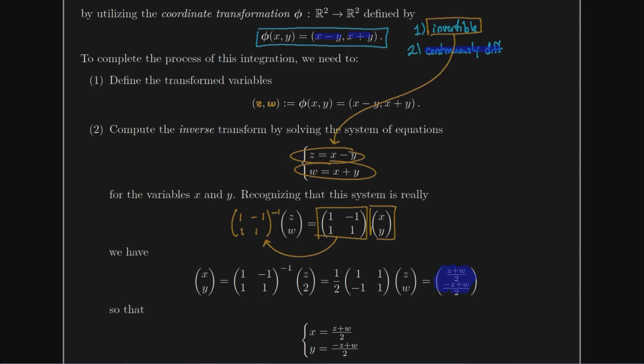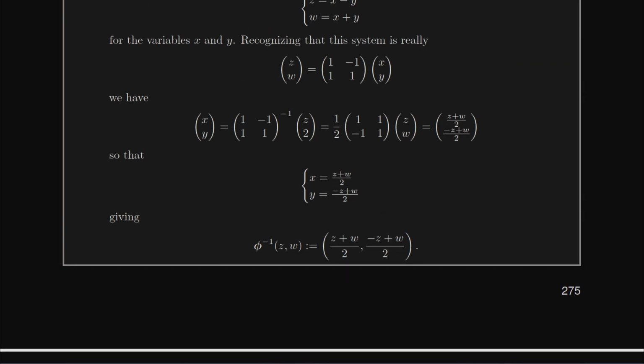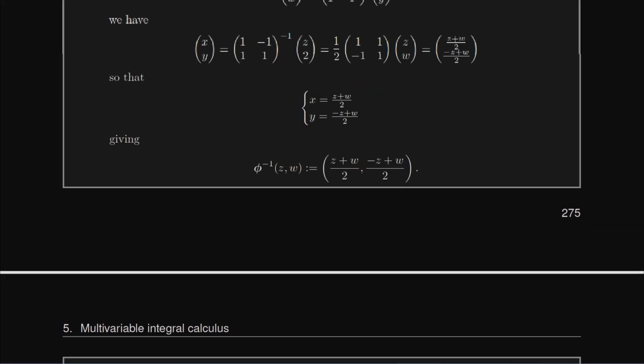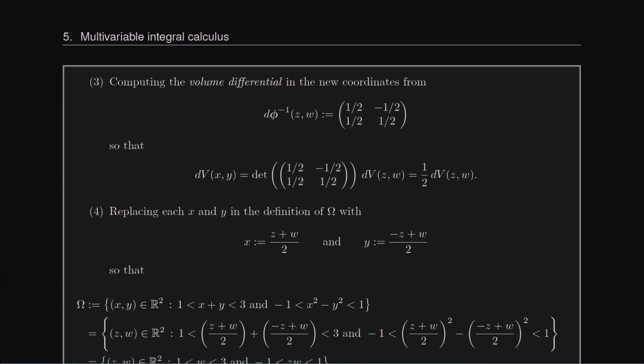Turns out when you do the inverse on z and w, you get (z plus w) over 2 as a representation of x, and (negative z plus w) over 2 as a representation for y. And so that's going to be your inverse function. The inverse function takes in z and w, and it gives you (z plus w) over 2 as your x coordinate, and (negative z plus w) over 2 as your y coordinate. That's going to be very useful because now we can find the volume form, right?